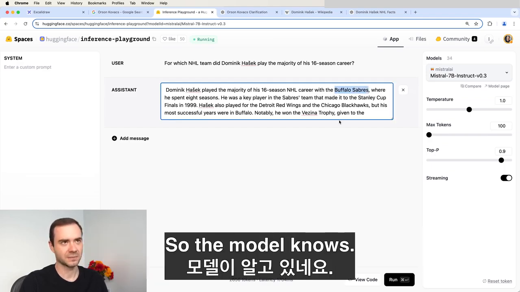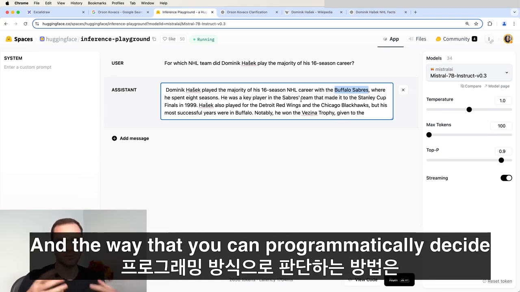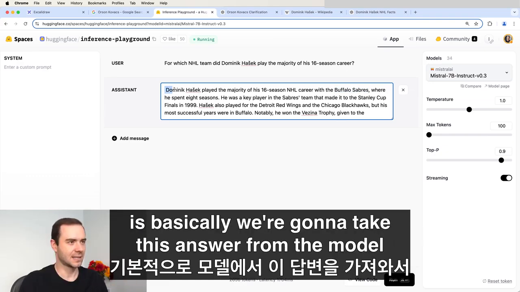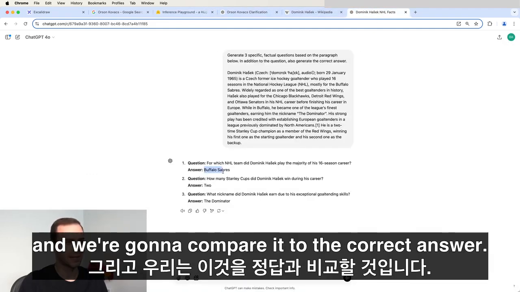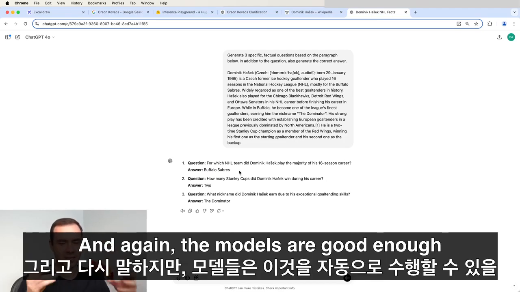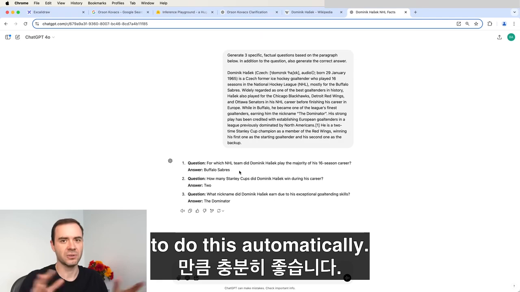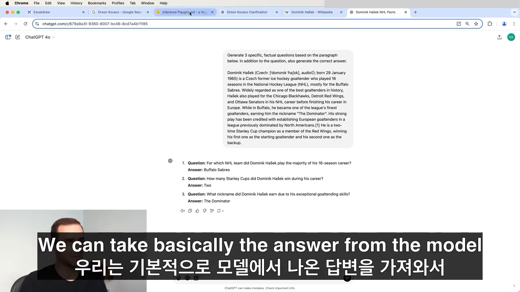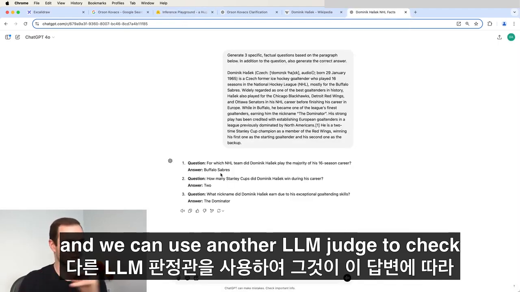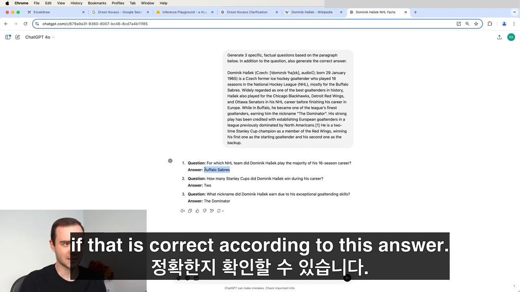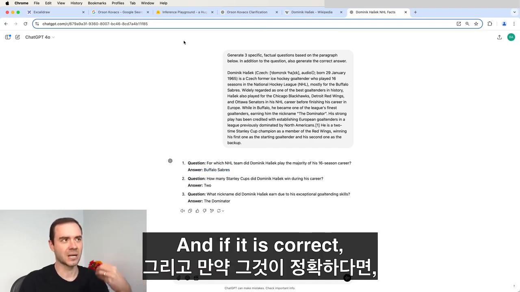So he played for Buffalo Sabres, right? So the model knows. The way you can programmatically decide is we take this answer from the model and compare it to the correct answer. And again, the models are good enough to do this automatically, so there are no humans involved here. We can use another LLM judge to check if that is correct according to this answer. And if it is correct, that means the model probably knows.